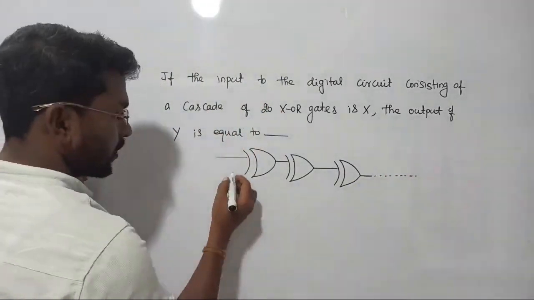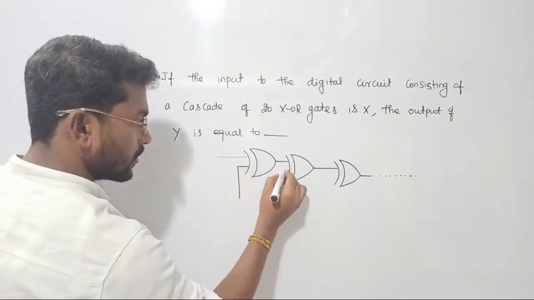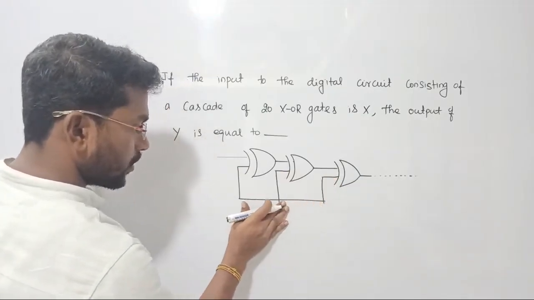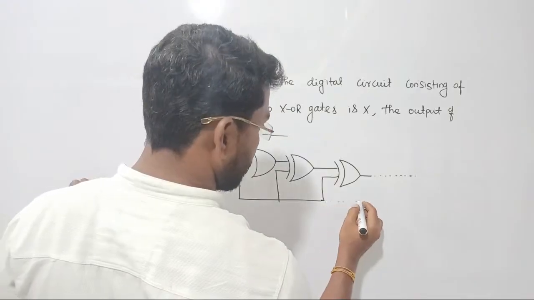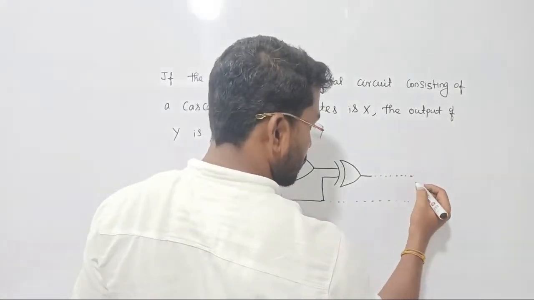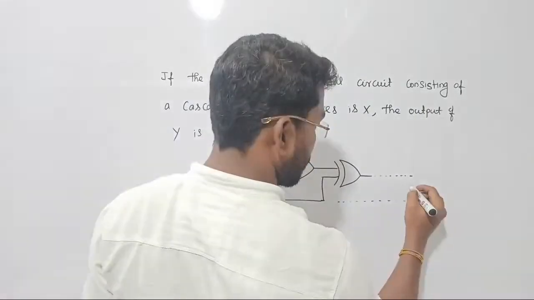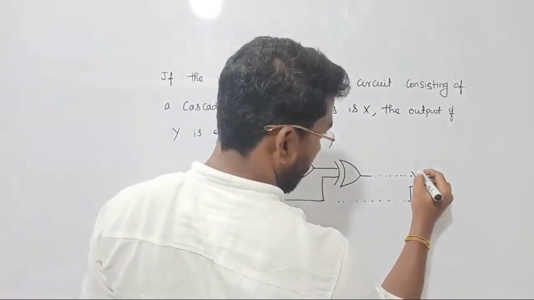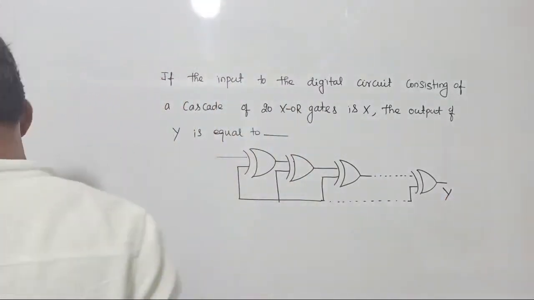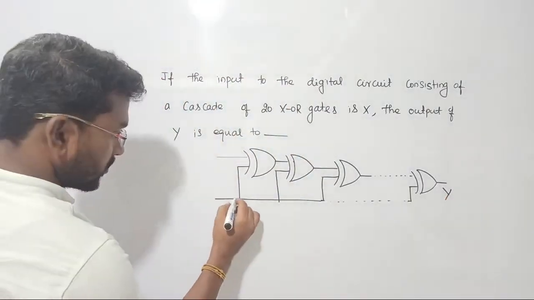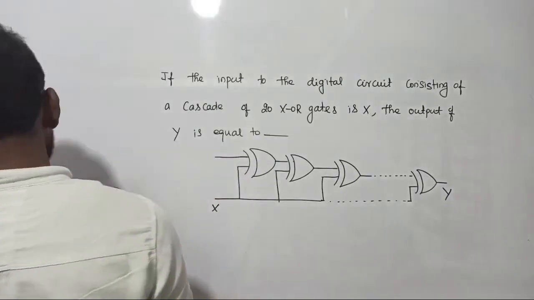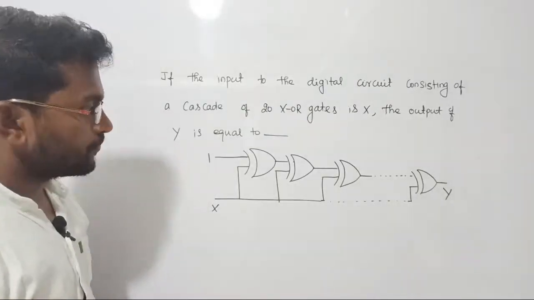Now similarly they told this is going to be like this, and like this. They are connecting all of these together and it will be continuous, totally they are considering 20 XOR gates. So this is going to be output Y, and on the input side they told this is X and this is 1, right? Yes, that is correct.